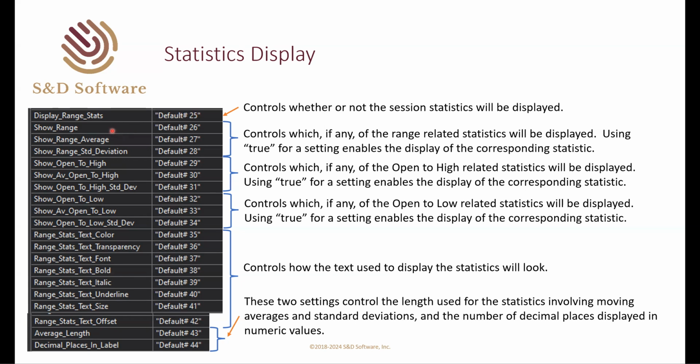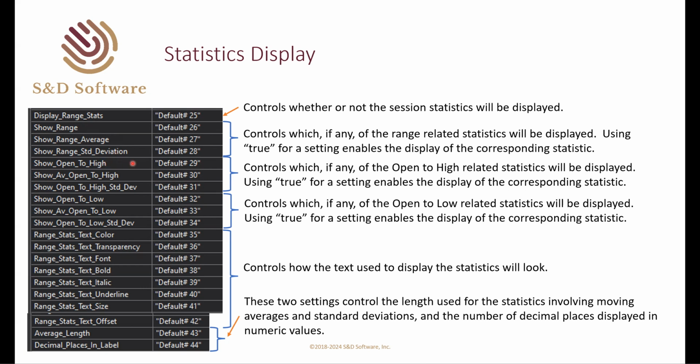Now, the next group of settings here controls the display of the range-based statistics. And we have the three statistics we talked about: the range of the session, then the average range across multiple sessions, and then the standard deviation across multiple sessions. And again, these are true and false. True turns it on, allows it to be seen. False turns it off, and it won't be calculated.